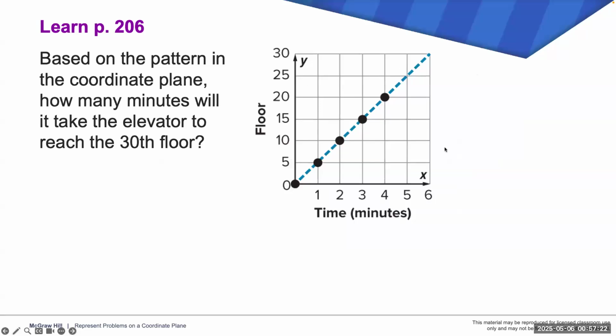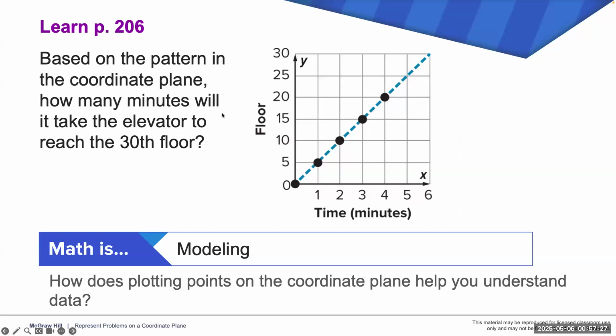So we saw that it took 6 minutes to get to the 30th floor. How does plotting points on the coordinate plane help you understand the data? What do you think? Well, in this case, it helped us answer a question. Another thing we can use points plotted on a coordinate plane for is to see a position in time. You'll see in a second what I mean when I say that.